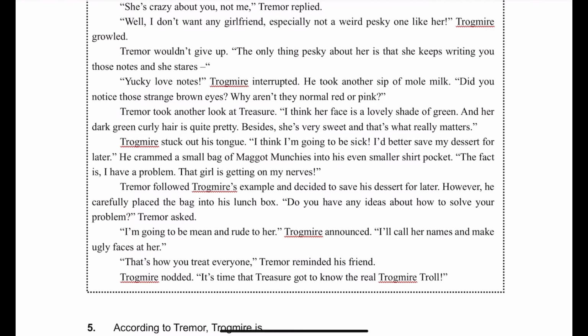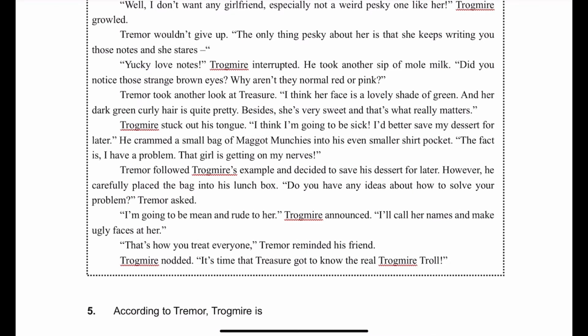And also, or more specifically, in this piece of dialogue, I would say Tremor is trying to see if there are any methods that Trugmar can use to approach the situation in a bit more of a civil and calm manner, but Trugmar refuses and says like, oh, I'm going to be mean and rude to her, basically bully her and stuff, and then Tremor says, that's how you treat everyone, which really aligns with this part of the question, according to Tremor, okay?